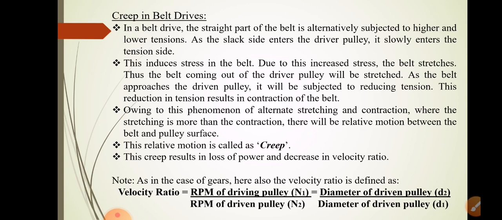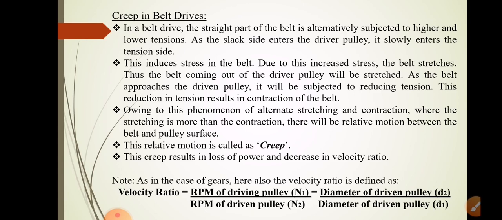ratio. So this word velocity ratio, we had used it in gears also. Here also we are using it, and the equations remain the same. So velocity ratio is nothing but RPM of the driving pulley, let's say N1, divided by RPM of the driven pulley, which is N2, which is also equal to the reverse, that is diameter of the driven pulley, D2, divided by diameter of the driving pulley, D1.